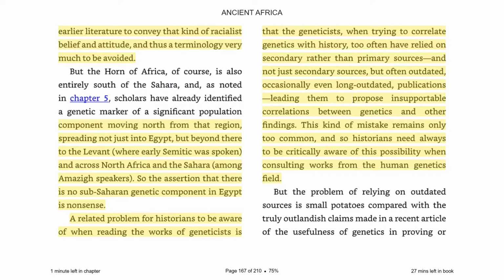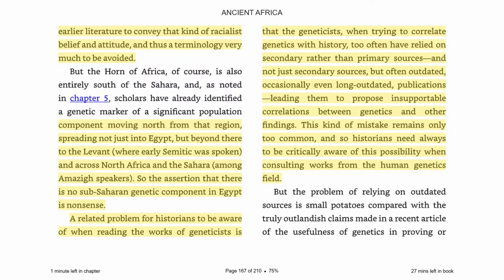Let's continue though. It says a related problem for historians to be aware of when reading the works of geneticists is that geneticists, when trying to correlate genetics with history. Now, mind you, I already touched on that in college. I was trained that genetics is not linguistics. Genetics even is not history itself. These are two different fields. It shouldn't even be correlated, but a lot of scholars are interdisciplinary to date and are advancing the studies, even though it kind of shouldn't even be together.